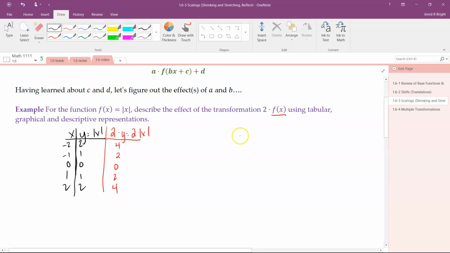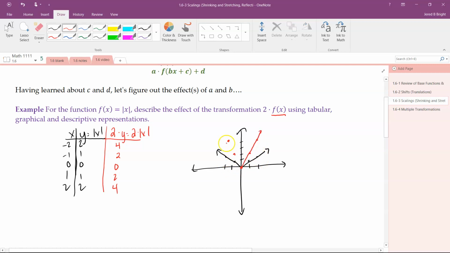Then when I make a graph here, the base graph is going to look like so, and I get a nice V shape going on. And now what I see with the transformed function is I still have 0, 0, but then I have 1, 2, -1, 2, -2, 4, and 2, 4.